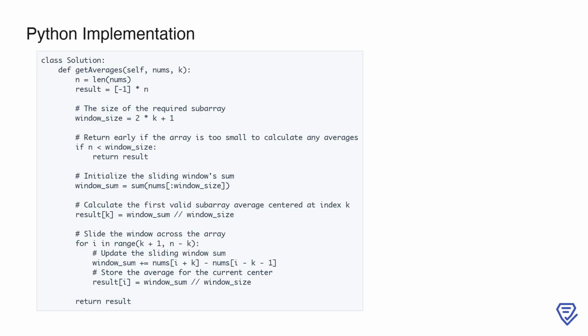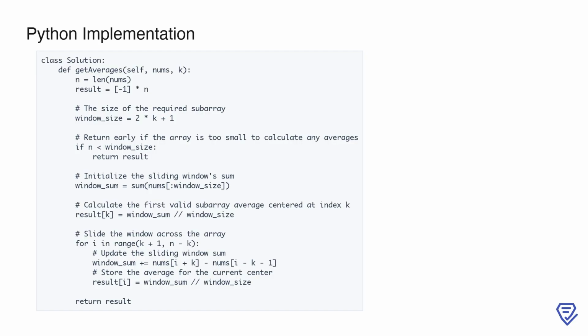Here's how the code works. 1. Initialization. After defining the function, we initialize n as the length of the input list nums and create a result list filled with -1s of the same length. This default value represents indices where it's not possible to compute a k-radius average. 2. Window size. We calculate the size of the sliding window as 2*k plus 1, since each subarray includes k elements on either side of the center. 3. Early exit. If the length of nums is smaller than the required window size, it's impossible to calculate any averages, so we return the result array filled with -1s.